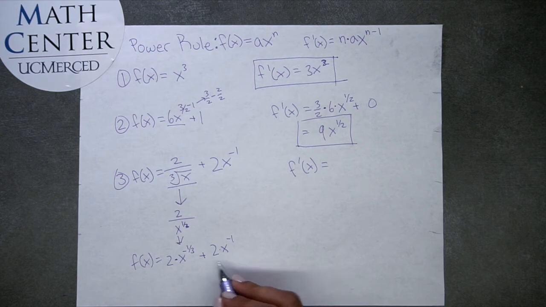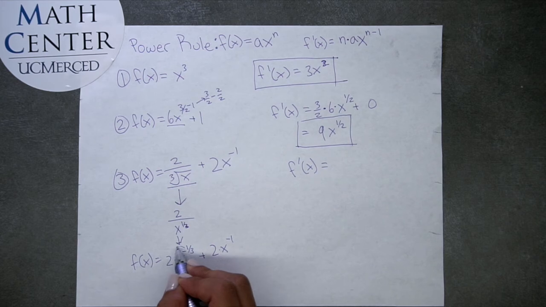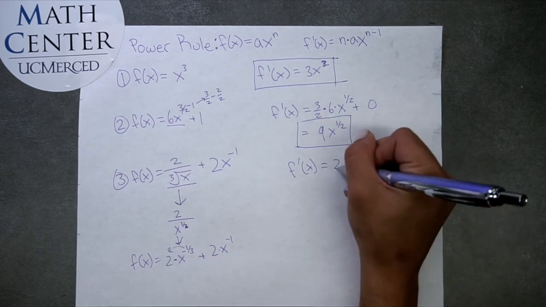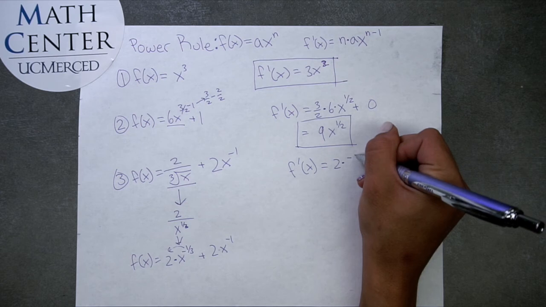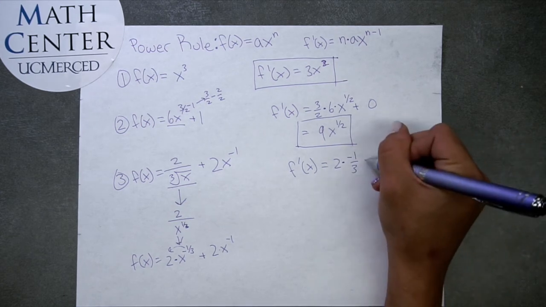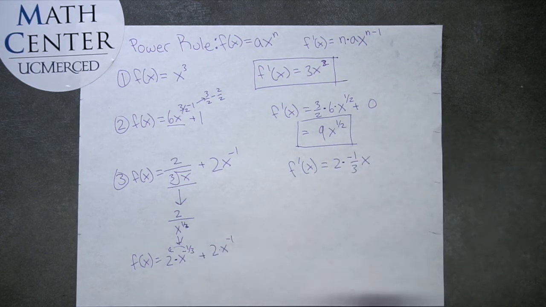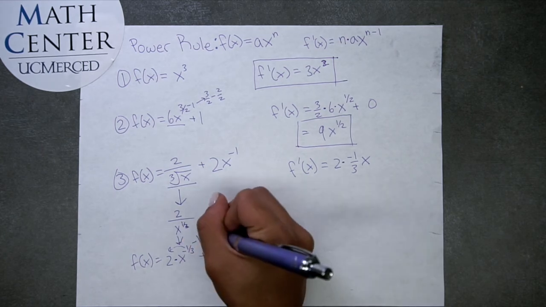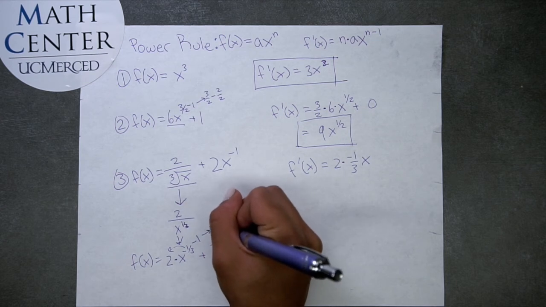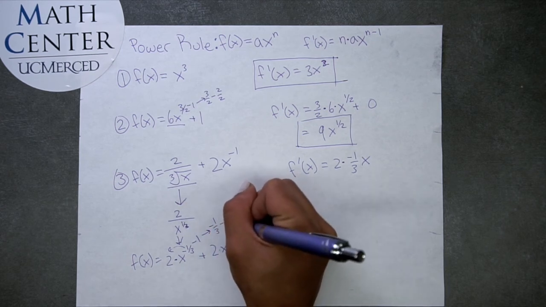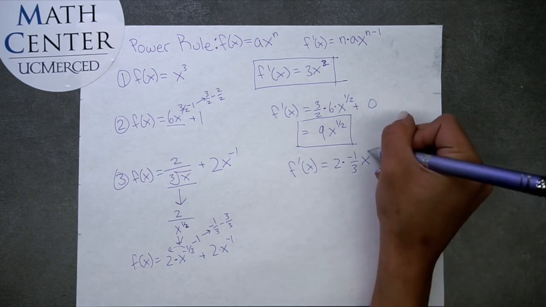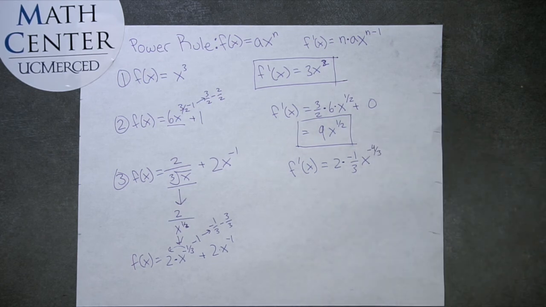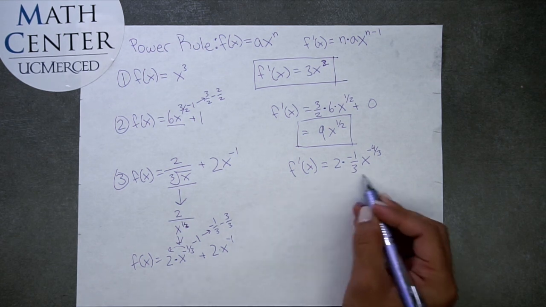So to take the derivative of it, we use the power rule for this one. So we bring the negative 1/3 down, so 2 times negative 1/3 times x to the 1 less power. Negative 1/3 minus 1, that's the same as negative 1/3 minus 3/3, which equals negative 4/3. So that's your derivative for the first term.